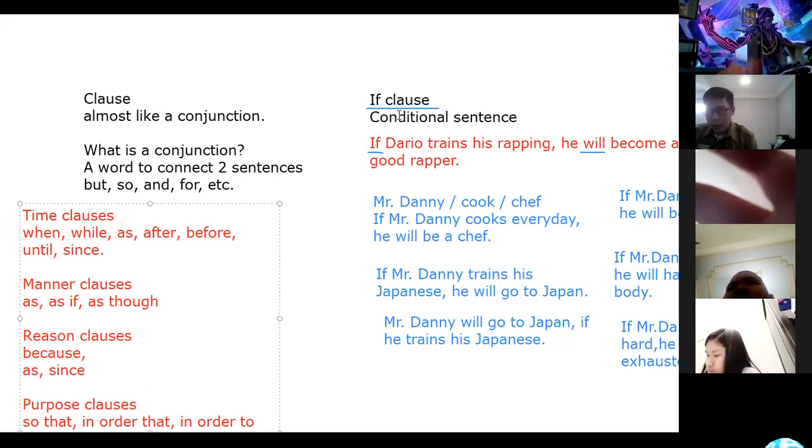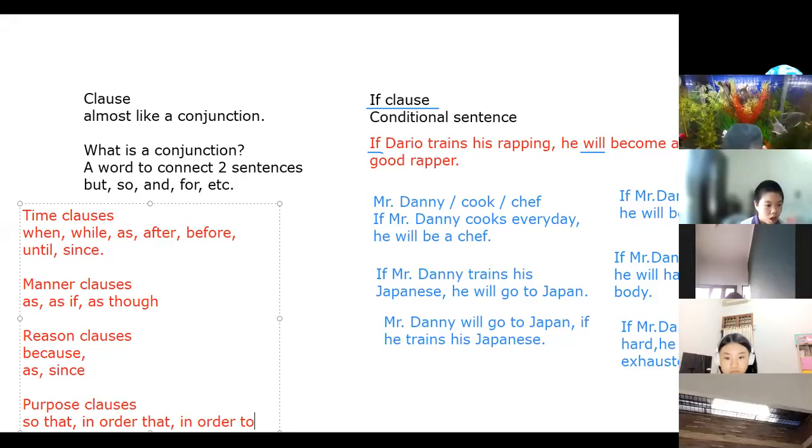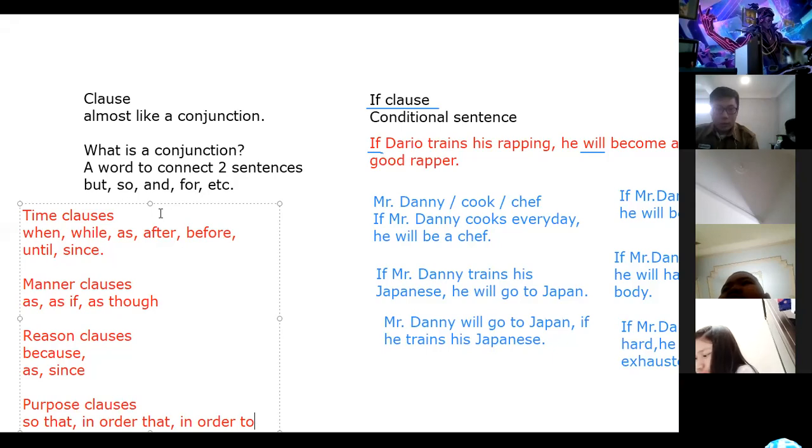And the if clause is a conditional. That's what we're studying and focusing on today. Okay. So this one, the red one, you don't really have to memorize. Yeah, that's fine. I will still just show it to you.